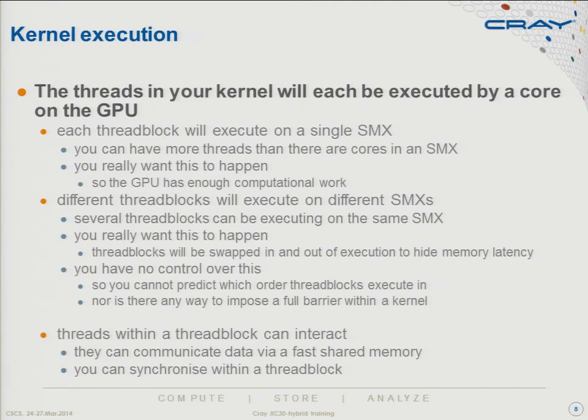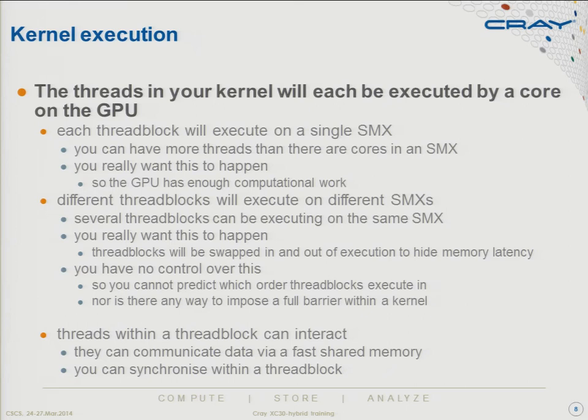It'll do them in chunks until it has executed all the threads on the cores in an SMX. You really want this to happen because you want the GPU to have enough computational work. There are however many cores in an SMX, and I forget the exact number, but there's 64 or 128. That doesn't mean that you only want 64 threads. You want a lot more than that in your thread block.